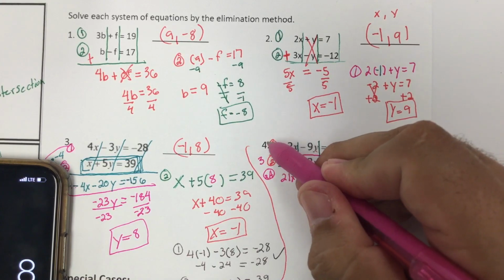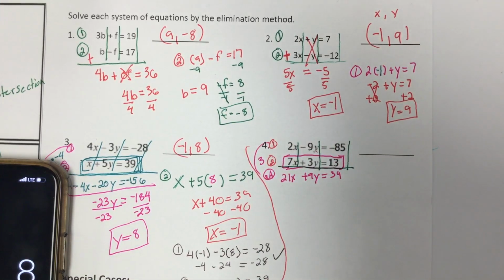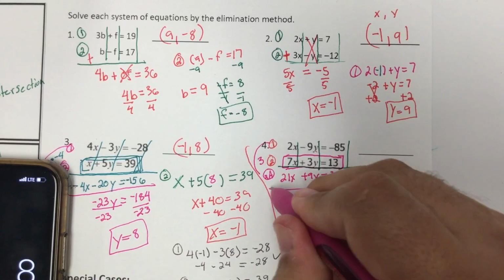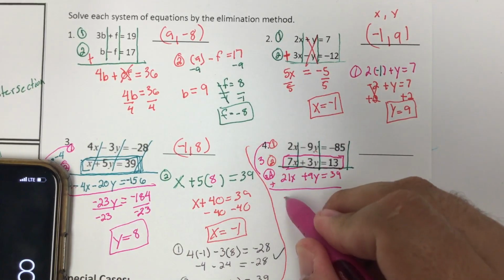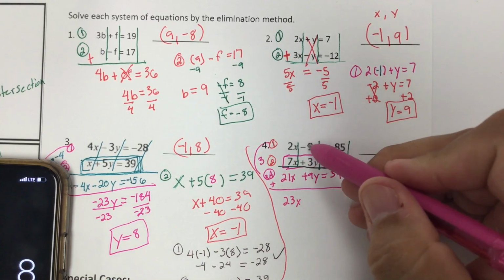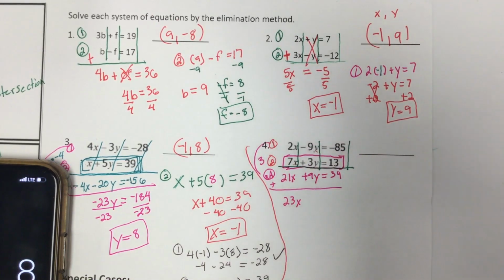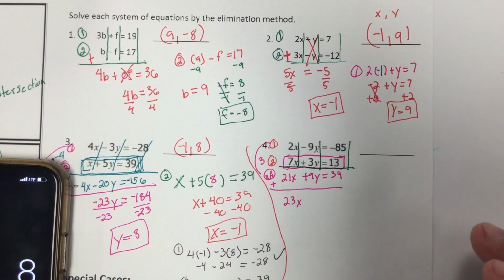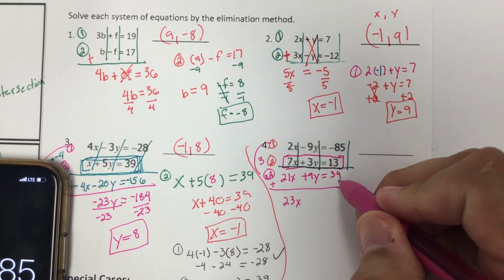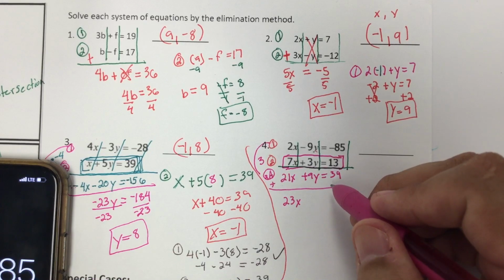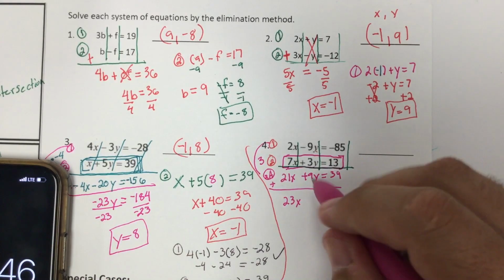Now I'm going to use equation 1 and equation 2a, right? And I'm going to go ahead and add those two equations. So 2x plus 21x gives me 23x. Negative 9y plus 9y, guess what? Cancels out. Goes bye-bye, right? Okay, and then we have negative 85 plus 39. And that gives me negative 46, right?